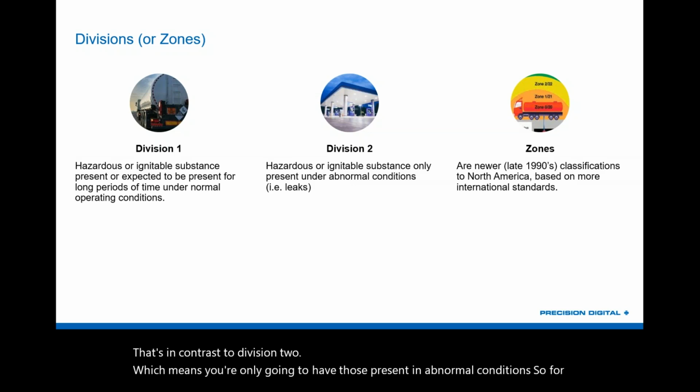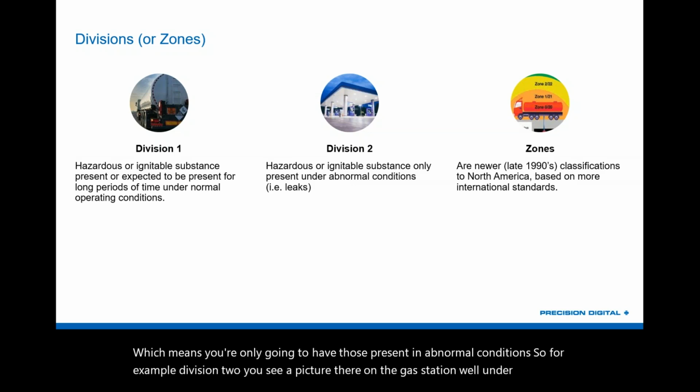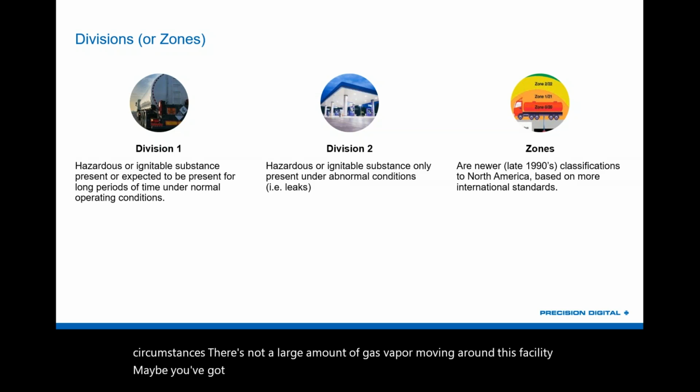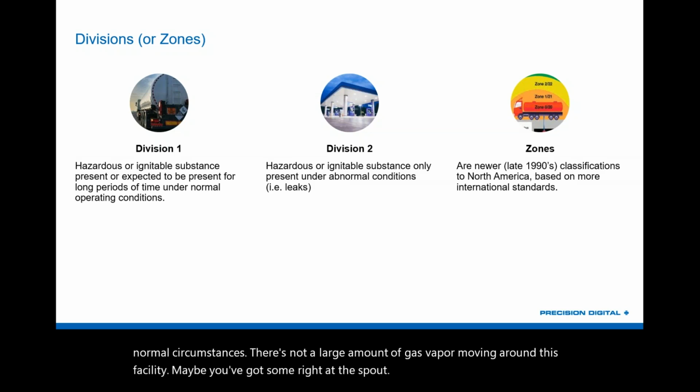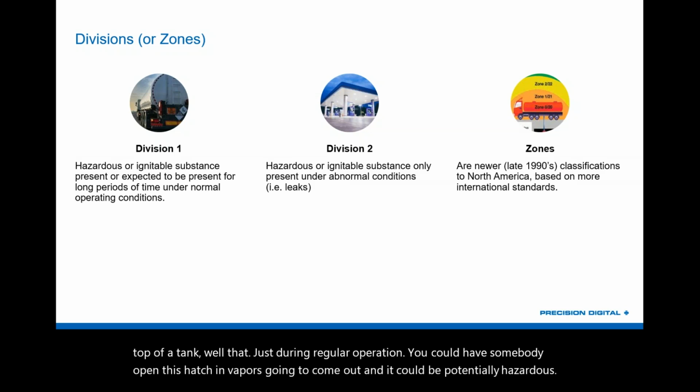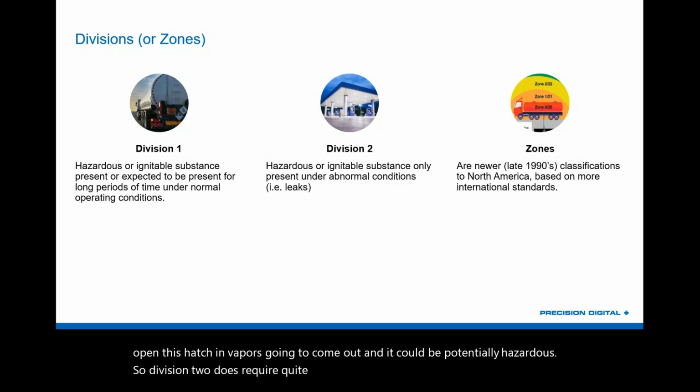So for example, Division 2, you see a picture there of a gas station. Well, under normal circumstances, there's not a large amount of gas vapor moving around this facility. Maybe you've got some right at the spout, but usually there's not just clouds of it floating around the gas plant. Whereas if you're in a manufacturing facility, within so many feet of an opening into the top of a tank, well, you know that just during regular operation, you could have somebody open this hatch and vapor's going to come out and it could be potentially hazardous. So Division 2 does not require as stringent safety mechanisms as Division 1, because in Division 1 you're assuming that something is going to be there. In Division 2, you're saying something is only going to be there if something's already gone wrong.